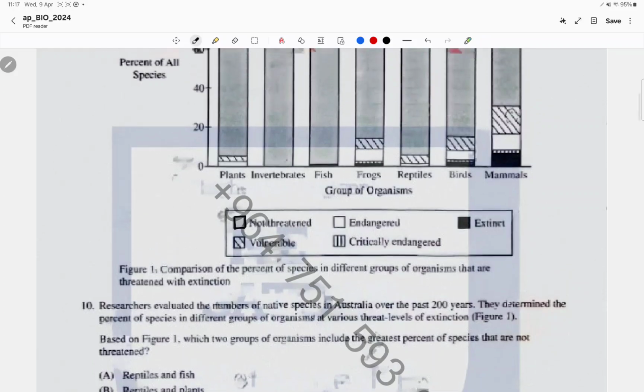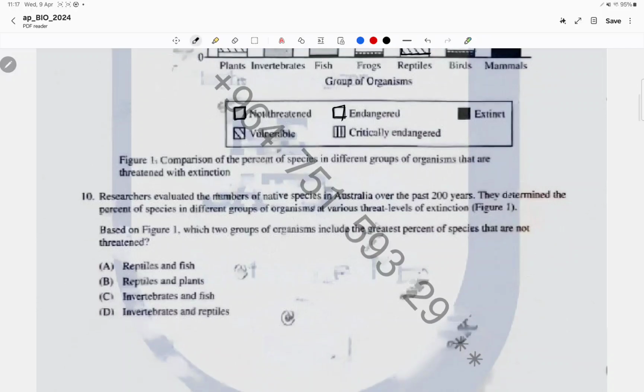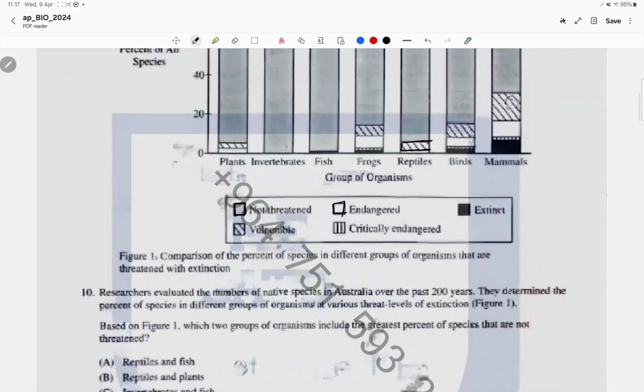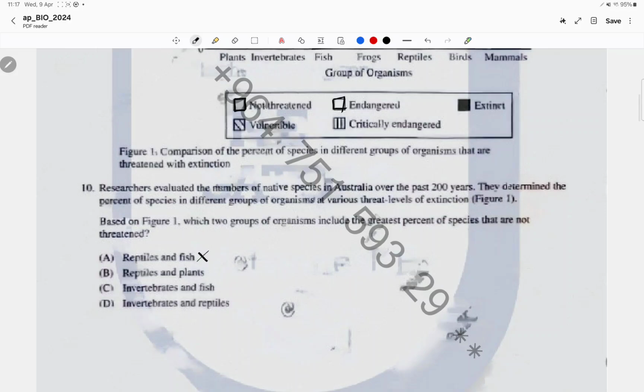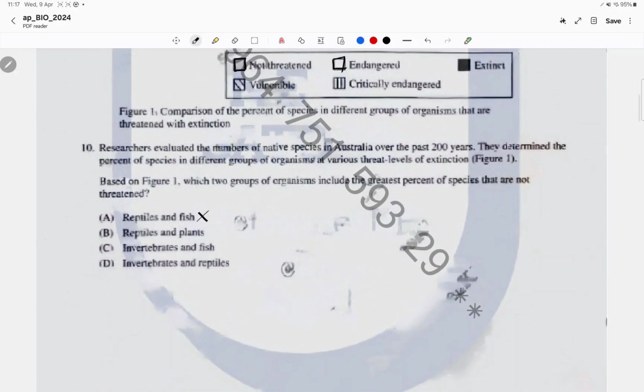Actually, reptiles do have some level of being vulnerable, right? And they also have some level of being endangered. That's not so good. Reptiles and plants, even worse, right? So if you do reptiles and fish, oh, by the way, some of the fish actually already went extinct. So A is really bad. Reptiles and plants, again, plants have some endangered and some vulnerable, but it's okay, we'll keep it on the table because there is no extinct at least. Okay.